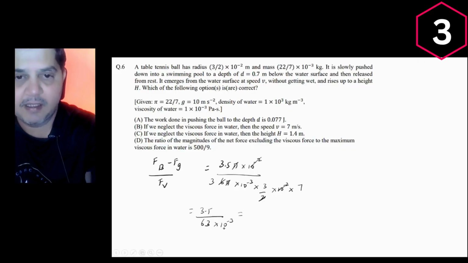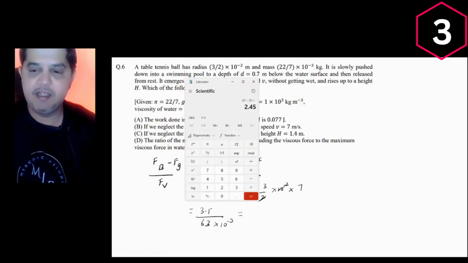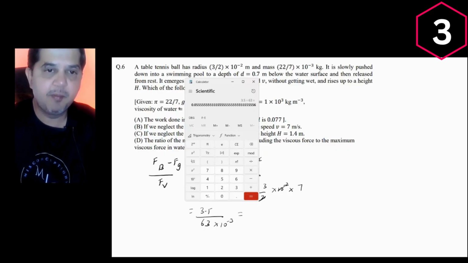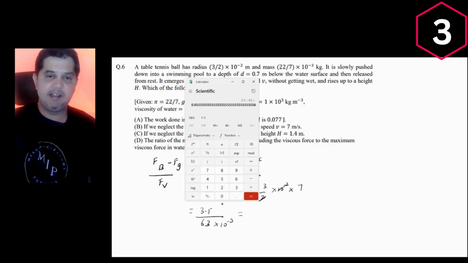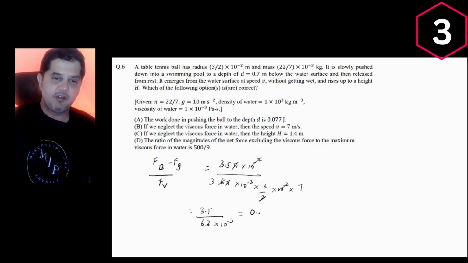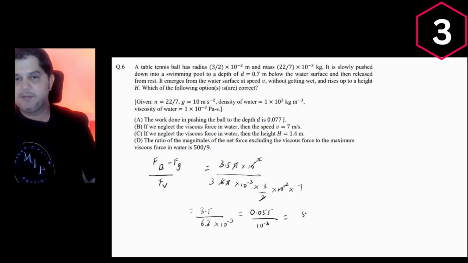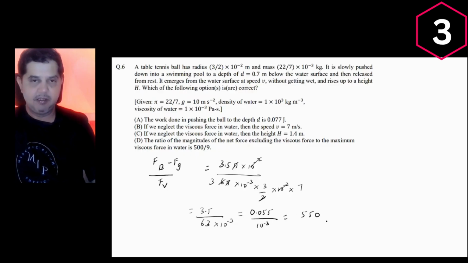Now let me go back to my calculator to find out this value. 3.5 divided by 63 would be 0.055. So I'll write this as 0.055 divided by 10 power minus 3, which, when it goes upwards, becomes 550, right? 1, 2, 3, 550.